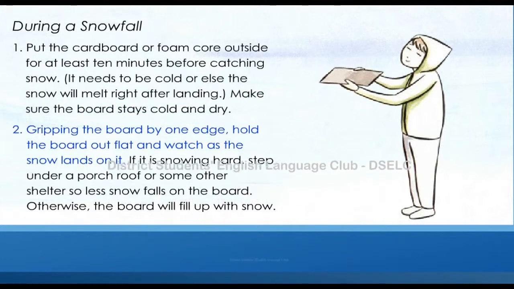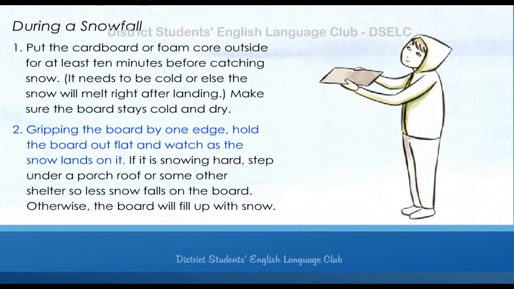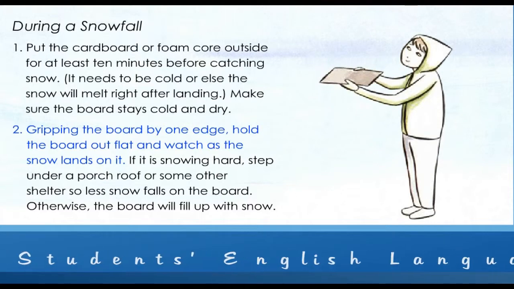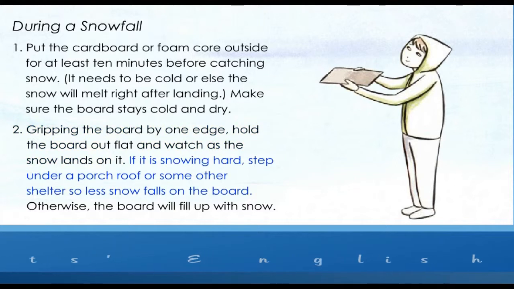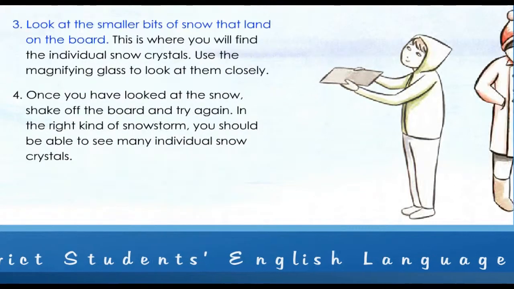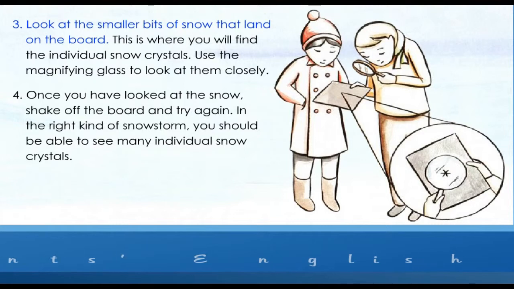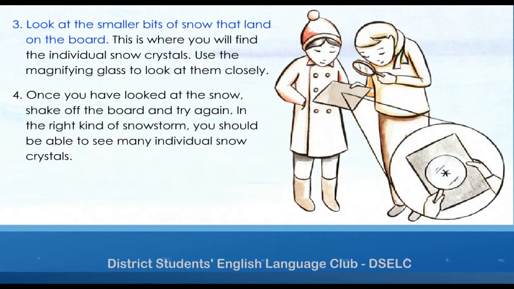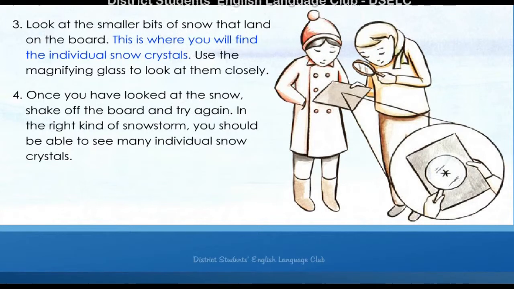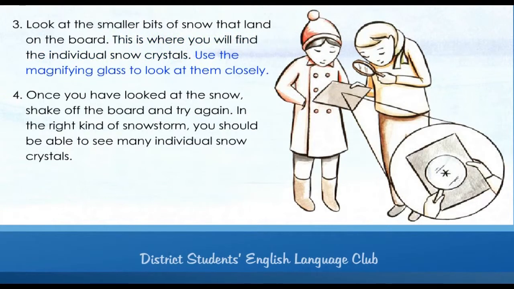2. Gripping the board by one edge, hold the board out flat and watch as the snow lands on it. If it is snowing hard, step under a porch roof or some other shelter so less snow falls on the board. Otherwise, the board will fill up with snow. 3. Look at the smaller bits of snow that land on the board. This is where you will find the individual snow crystals. Use the magnifying glass to look at them closely.